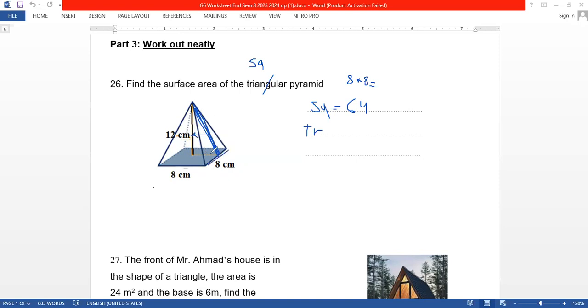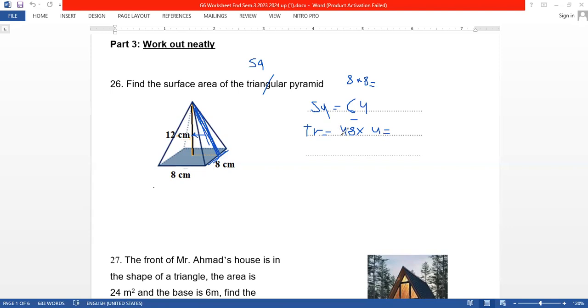So the area of one triangle is 8 multiplied by 12 divided by 2. If you multiply 8 by 12 and divide by 2, you get 48. But we need to multiply 48 by 4. Why? Because we have 4 triangles. I told you, we need to find the area of one square and 4 triangles. 48 multiply 4.